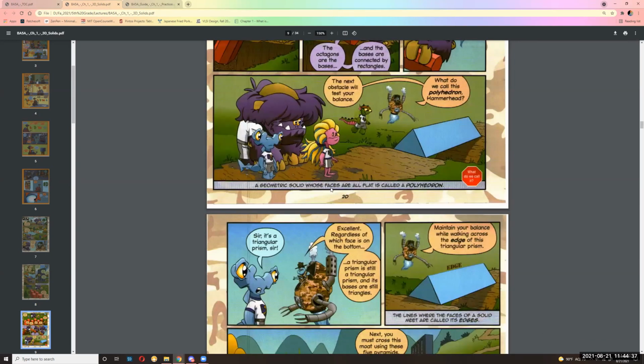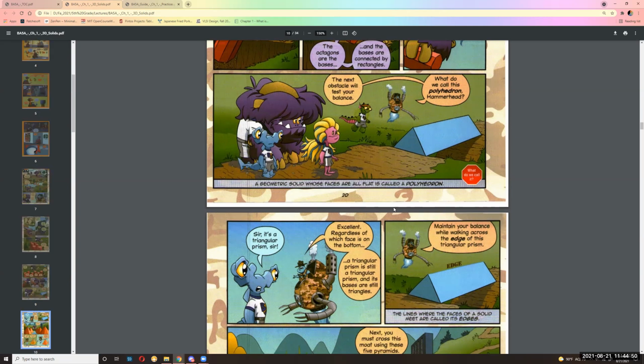A geometric solid whose faces are all flat is called a polyhedron. So a lot of our rectangular prisms, or not just the rectangular ones, but the prisms, are also polyhedrons.